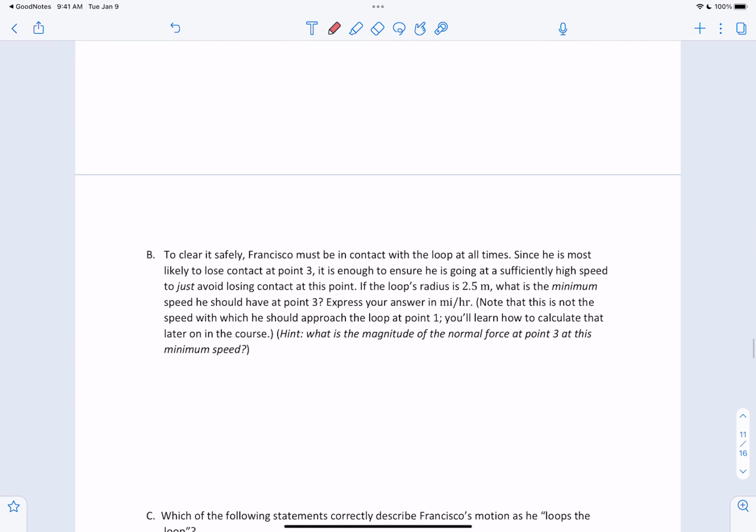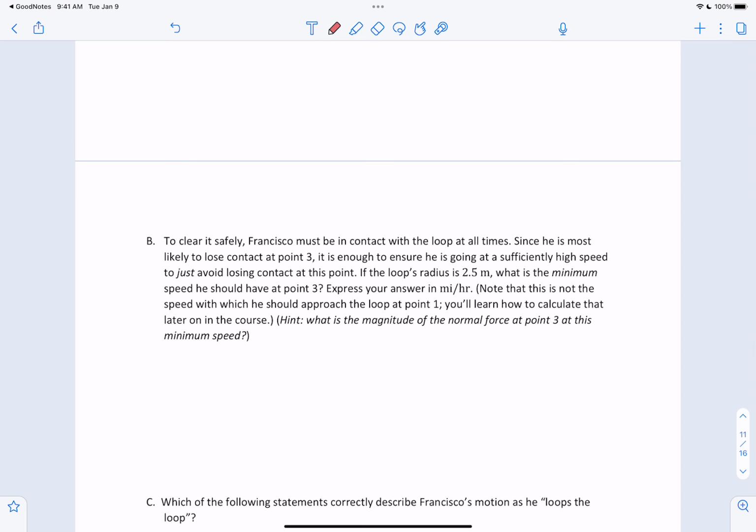B says, to clear it safely, Francisco must be in contact with the loop at all times. Since he's most likely to lose contact at point 3, it is enough to ensure he's going at a sufficiently high speed to just avoid losing contact at this point. So if the loop's radius is 2.5 meters, what is the minimum speed you should have at point 3? Express your answer in miles per hour. Note that this is not the speed at which you should approach the loop at point 1. You'll learn how to calculate that later on in the course. What is the magnitude of the normal force at point 3 at this minimum speed?